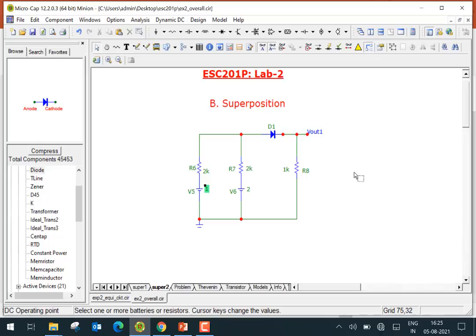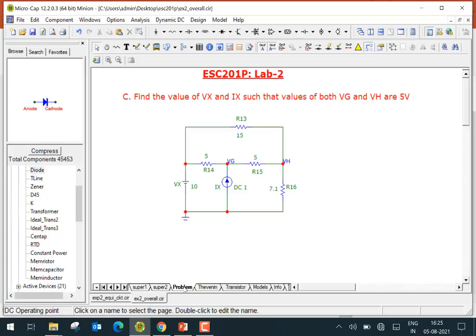I mean, it's sort of obvious, but you can think about why superposition may still be reasonable if the nonlinearity is not too strong. All right, so that's the superposition principle that you can study through circuit simulation. Now, what we would want you to do is an interesting problem that we would like you to solve.